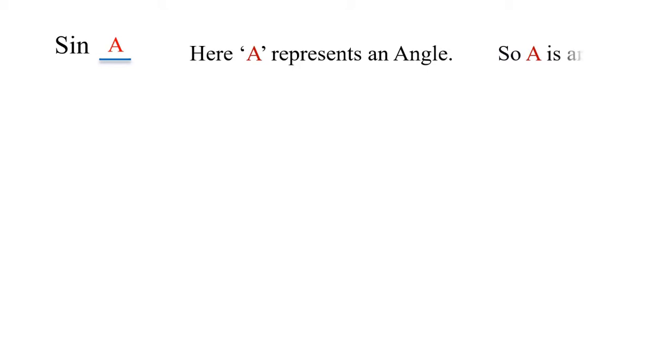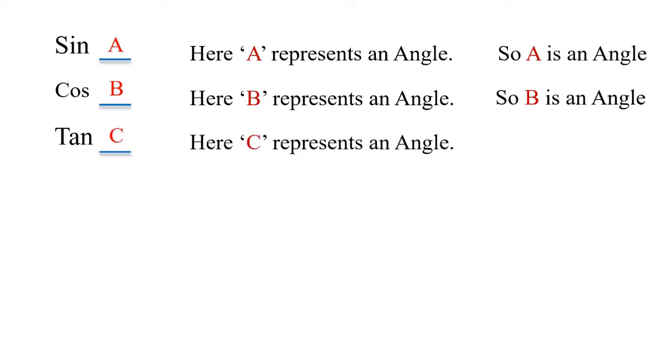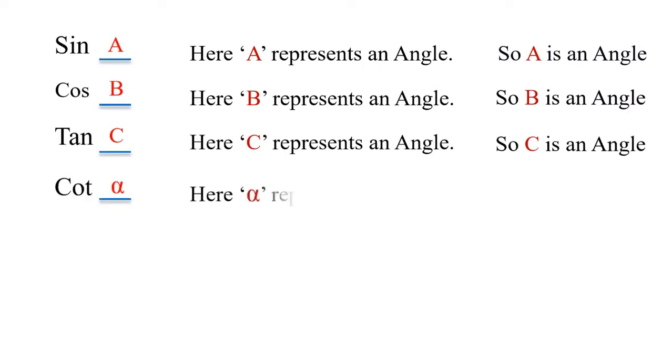Sin A. Here A represents an angle, so A is an angle. Cos B. Here B represents an angle, so B is an angle. Tan C. Here C represents an angle, so C is an angle. Cot alpha. Here alpha represents an angle, so alpha is an angle.